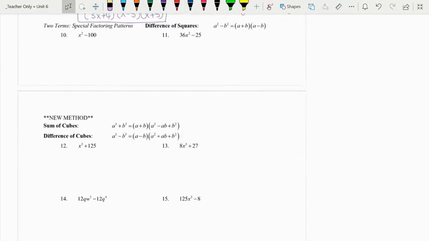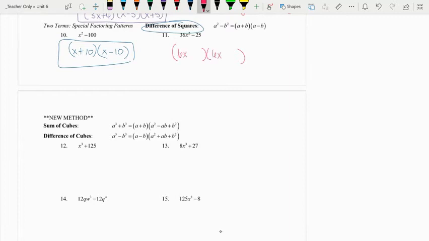The last one we just talked about, it is difference of squares. So again, they have to be perfect squares, and all you do is take the square root of both, so x and 10, and then one's a plus, one's a minus. Doesn't matter what order. So the same thing happens with number 11. Square root of 36 is 6. Square root of 25 is 5. So one is a plus and one is a minus.